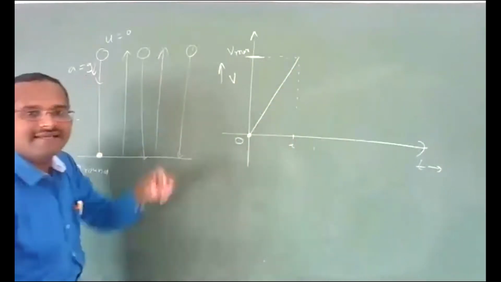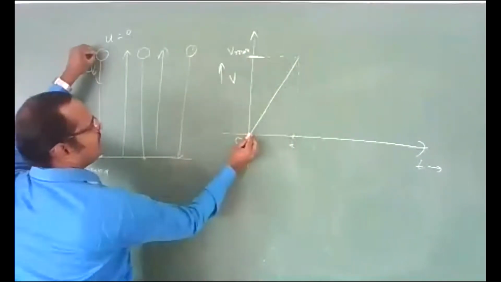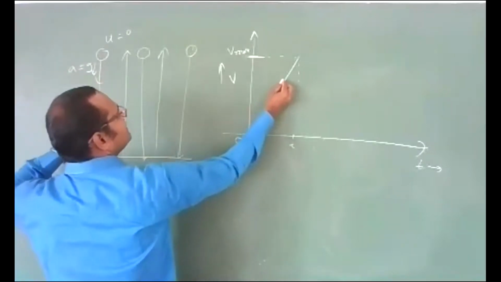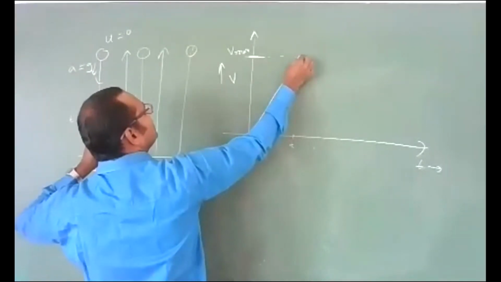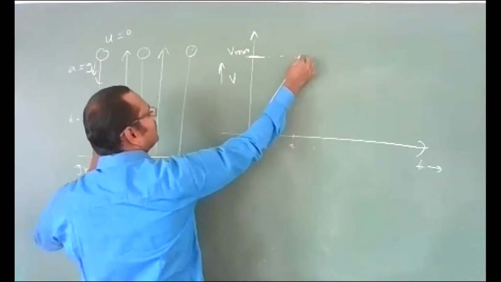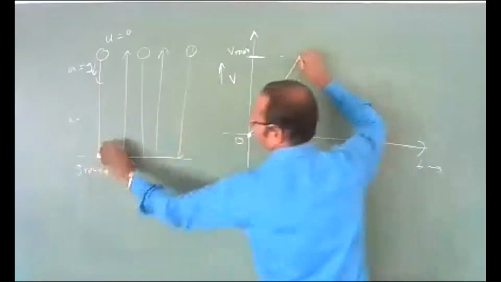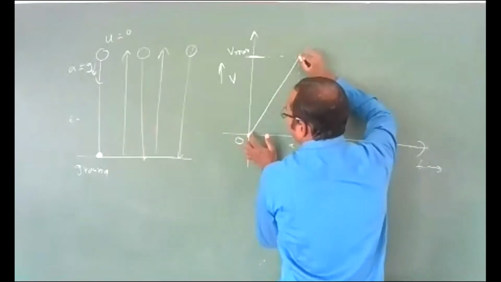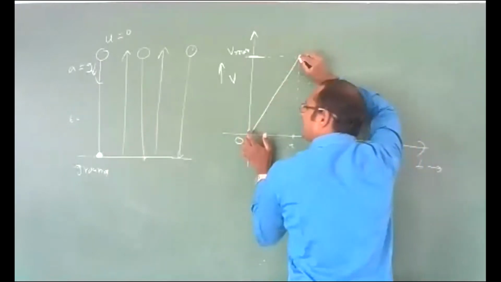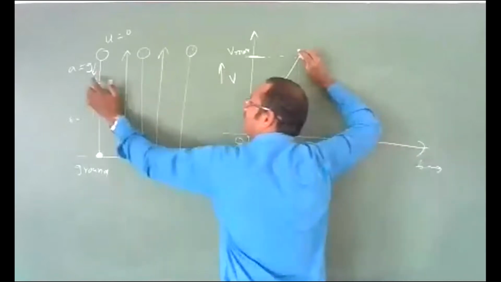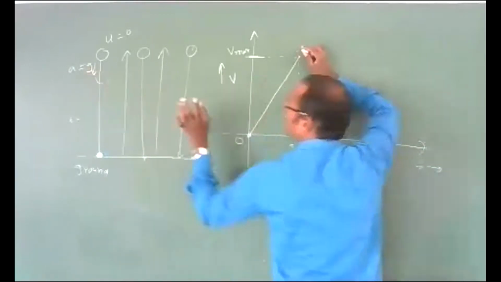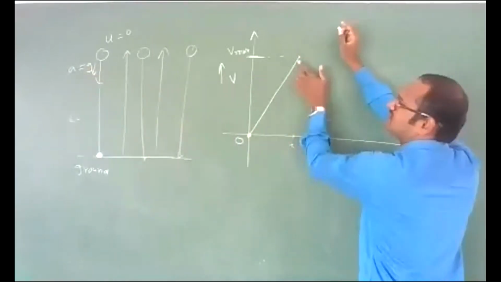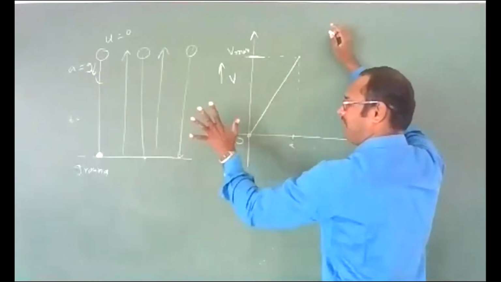As the ball is dropping down, velocity increases and reaches the maximum when it hits the ground. Good. Now, whether this line is a straight line or not, how to confirm? Constant acceleration is acting, so constant acceleration means the graph should be like this. Yes, it is correct. Perfect.